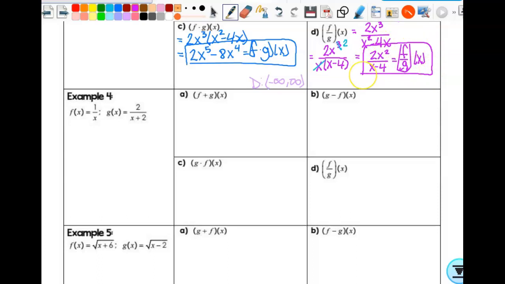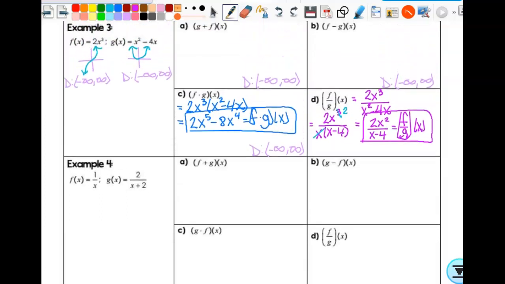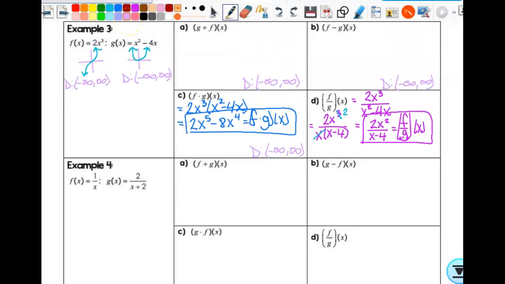Okay, so by looking at what we have here, what would you say that x can't equal? Positive 4. Okay, so let's go over here and see what happens. We divided by g of x. So I'm saying g of x cannot equal 0. G of x is x squared minus 4x, and that cannot equal 0. To solve this, I factor out the x. That leaves me with x minus 4 cannot equal 0. So what this tells me is that x cannot equal 0 and x cannot equal 4.